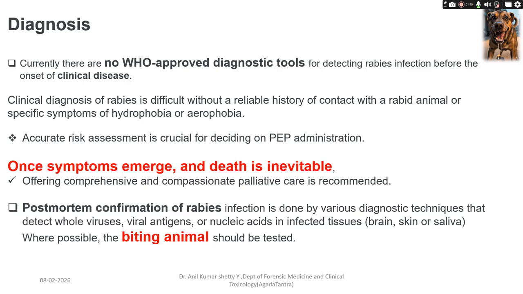Postmortem confirmation of rabies infection is done by various diagnostic techniques that detect whole viruses, viral antigens, or nucleic acids in infected tissues like brain, skin, or saliva. Where possible, the biting animal should be tested. If the biting animal is dead, the brain, skin, or saliva of the rabid dog should be collected and sent for examination or testing for rabies.